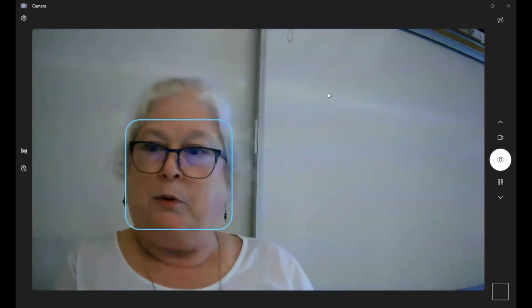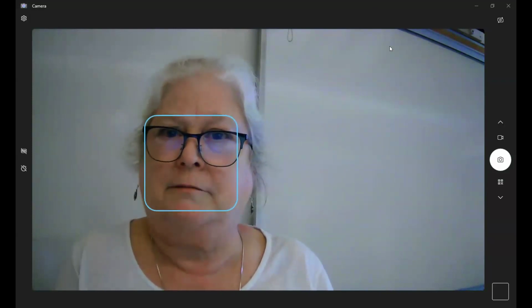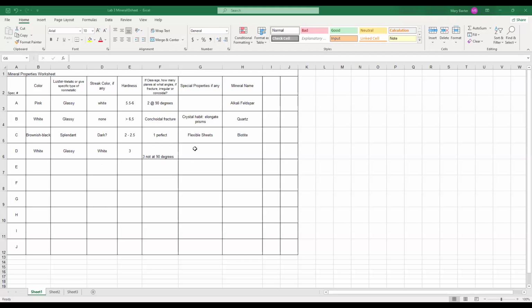Okay, so we can put on our form then, our chart. Effervesces, I don't know if I'm spelling that right. Oh, I'm going to go the easy way. Bubbles with dilute acid. And then over here, it's calcite. Okay, that's specimen D. Moving on.